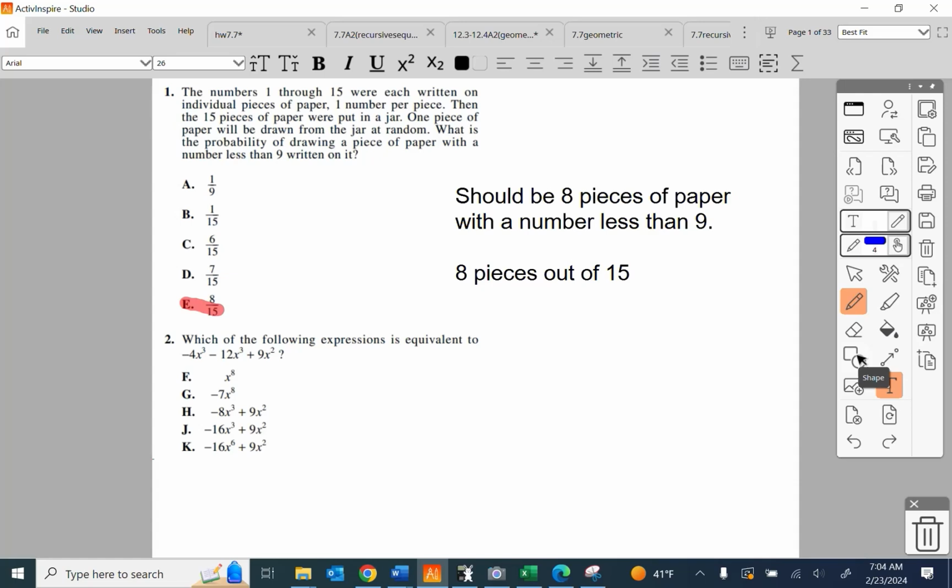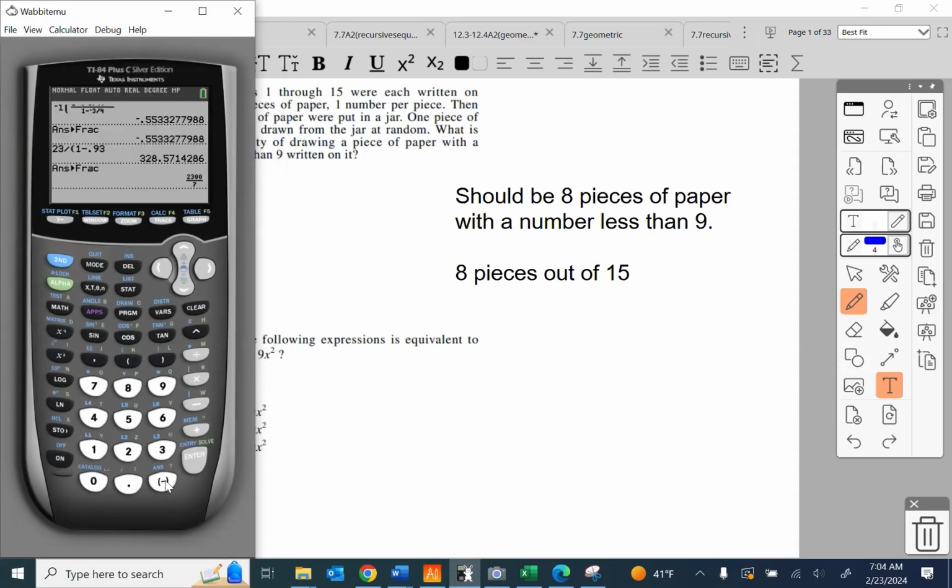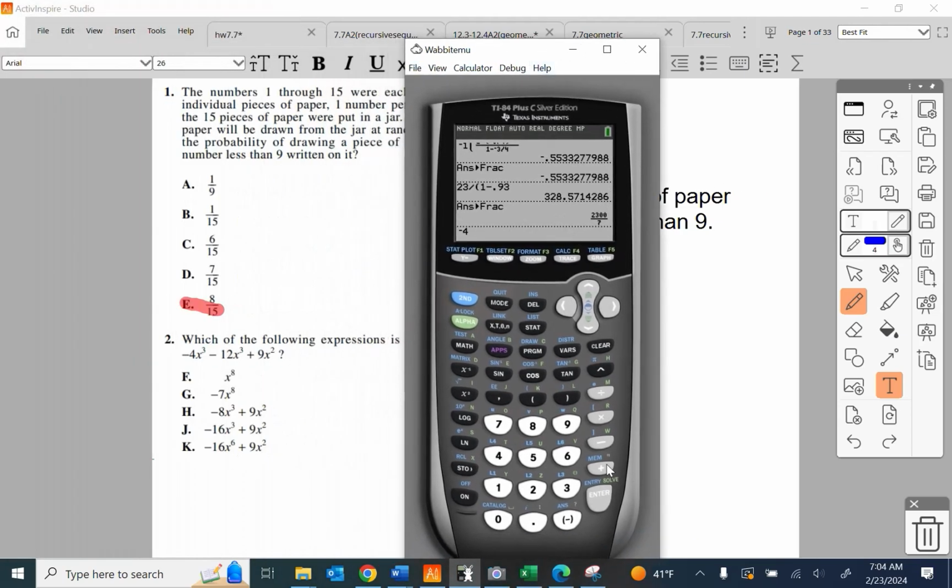Which of the following expressions is equivalent to negative 4x cubed minus 12x cubed plus 9x squared? And this is a like terms thing. You have a lot of kids take the ACT who just struggle with math, and they haven't figured out that they can just do negative 4 minus 12 in a calculator. I mean, if you don't know what negative 4 minus 12 is, you just push buttons. But anyways, I'm going to be looking for negative 16 of these cubes right there.